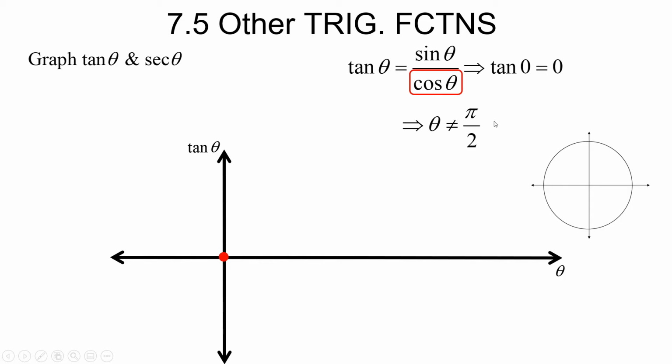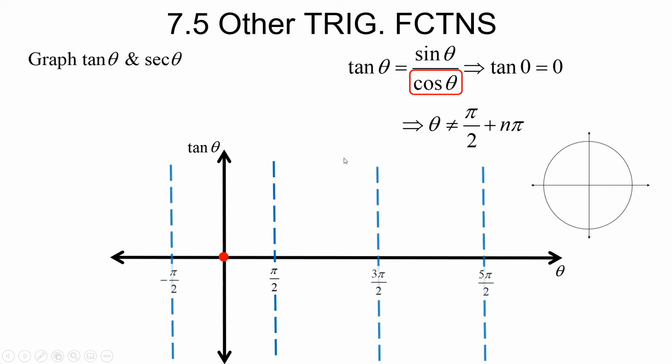All right, so let's think about this a second. That would be my first discontinuity at pi over 2, and then if I add any multiple of pi to that, I'm going to have another discontinuity. So that's going to be theta cannot equal pi over 2 plus any multiple of pi. So there's my first vertical asymptote at pi over 2, and then plus any multiple of pi, n times pi, so that's going to be pi over 2 plus pi, that would be 3 pi over 2, a 5 pi over 2, and so on in both directions. So there you go. That's going to give us a great start to this graph right here.